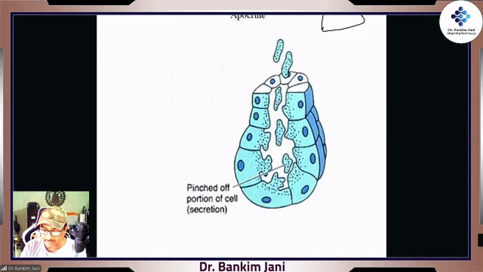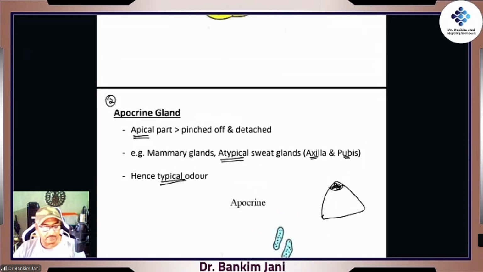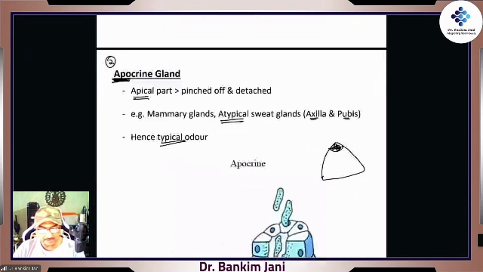Right? So here is the graphical representation in which the apical portion is pinched off. That's the key word. The apical portion is pinched off and a portion of the cell is released into the secretion, and that is called apocrine. Right? Apocrine. Apo means apex. You can remember apocrine means apex.